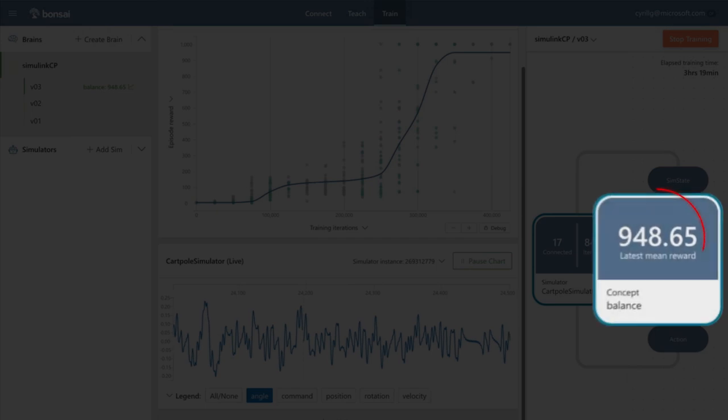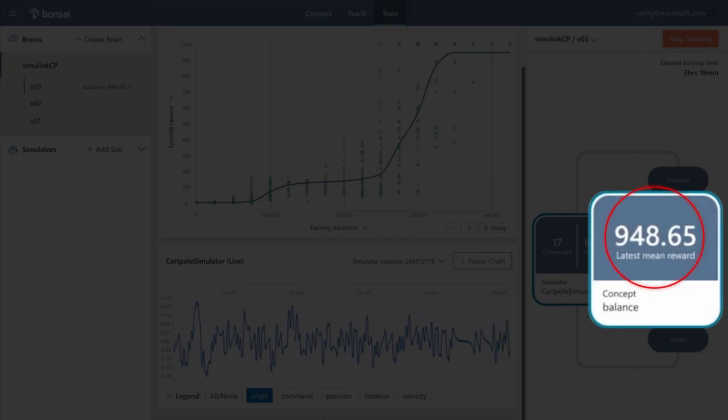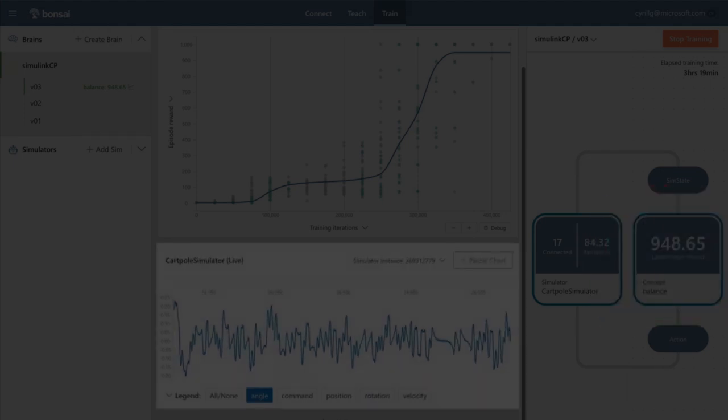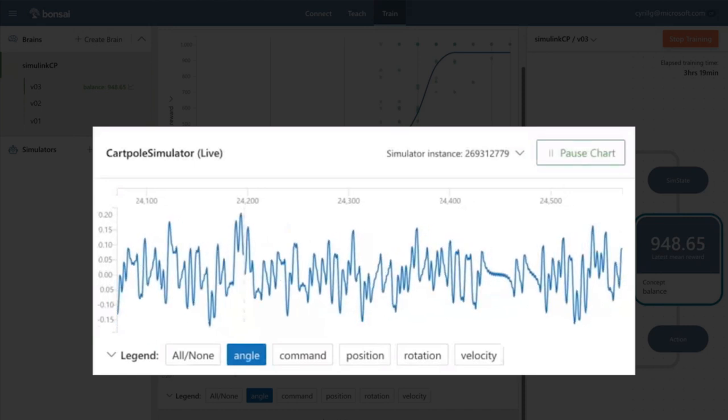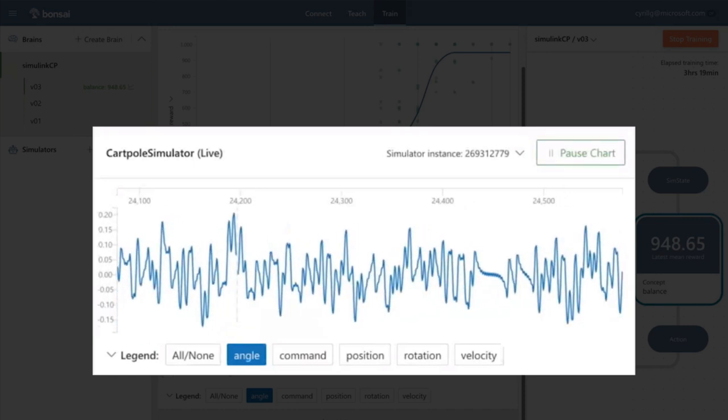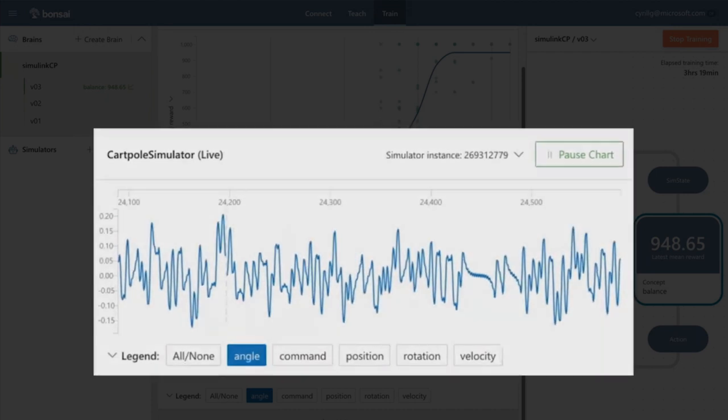You see good progress here also on the right. We're getting close to 1,000. So very shortly, we actually have a fully trained neural net that is able to balance the pole. You can always connect or create a graph that shows you what kind of data is actually being exchanged between the simulation environment and the AI training environment.